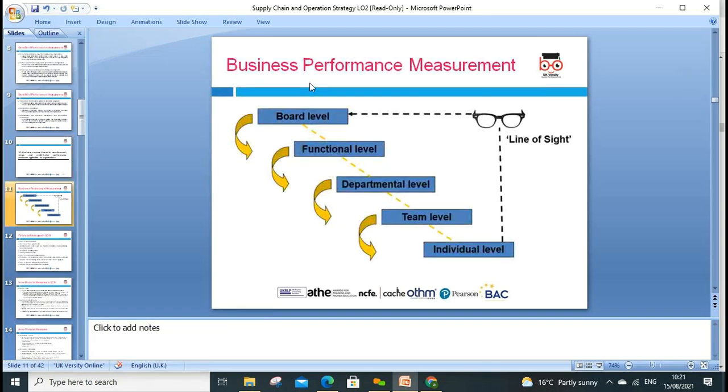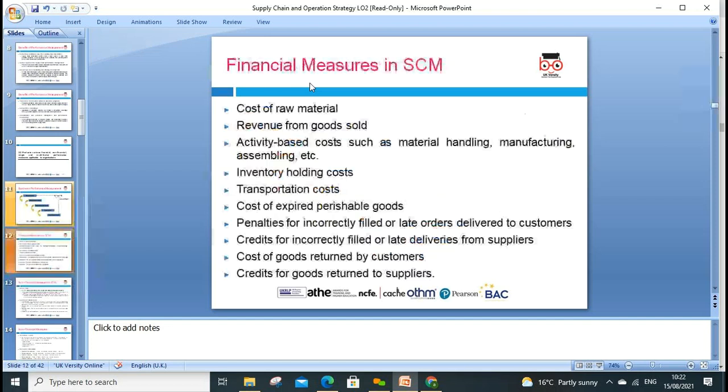Okay, so business performance measurement. At each stage we need to measure at broad level, functional level, departmental level, team level, and then individual level. If we don't do it, we can't reflect on it and can't improve as an organization. Functional financial measures in the supply chain include cost of raw material and costing.